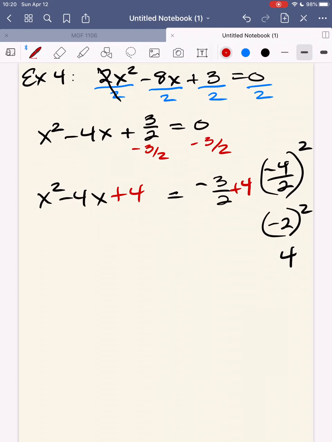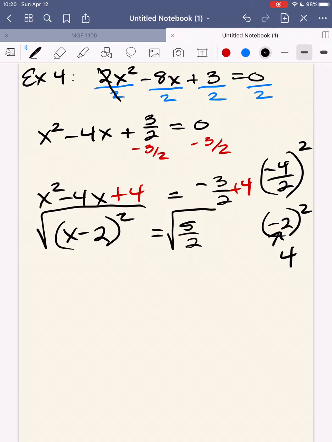Okay, this is going to leave me with x minus 2 squared. Remember, we're taking that inside of our parentheses over here and putting it on there. Okay, and then I have negative 3 divided by 2, all right? And I'm going to add 4 to that. And I'm going to leave it as a fraction, and it's 5 over 2. Okay. I'm going to take the square root of both sides, which means x minus 2 is equal to plus or minus the square root of 5 over 2.